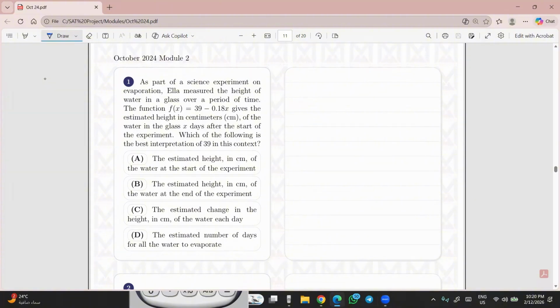F of x here means the height of the water in the glass x days after the start of the experiment. So x is the number of days, and f of x is the height in centimeters. Which of the following is the best interpretation of 39? 39 here is B, because f of x could be written as mx plus b. So whenever the number m, which is the coefficient of x here, like negative 0.18, that's the slope. And the number that's a constant is b, which is the y-intercept.